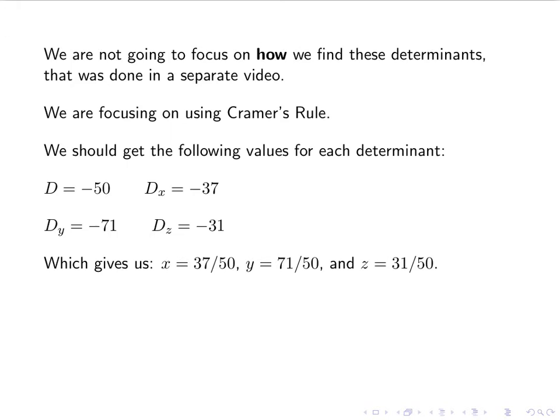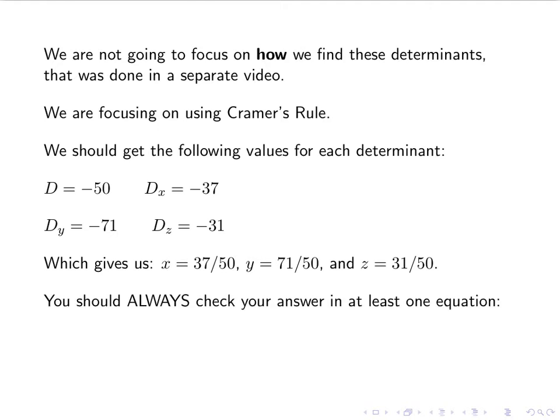You want to leave them as fractions. Simplify them if you can, but don't put them into crazy decimals. Okay, 50 isn't that bad of a denominator in this case, but still, it's easier just to leave them as fractions. Don't forget that you should always check your answer, and we're going to do it in at least one of our equations. So make sure that 3 times 37 over 50 minus 2 times 71 over 50 minus 31 over 50 is 0 like it's supposed to be.